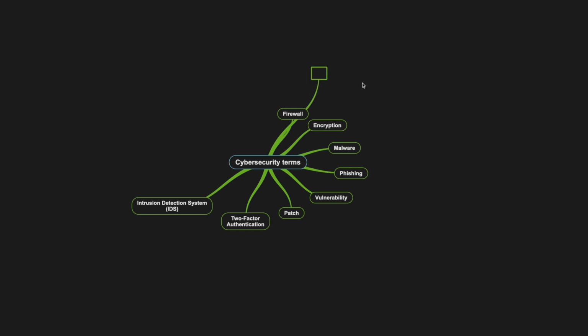Now, next is IPS. It is a security system or software that monitors and analyzes network traffic to detect and prevent potential security threats in real time. It actively blocks or filters malicious traffic to protect the network from attacks.